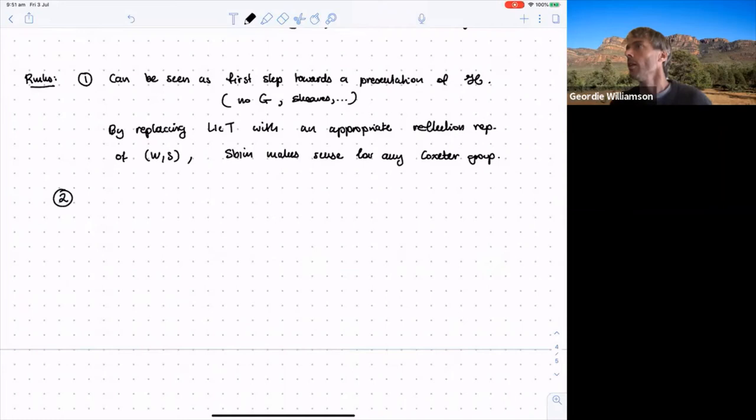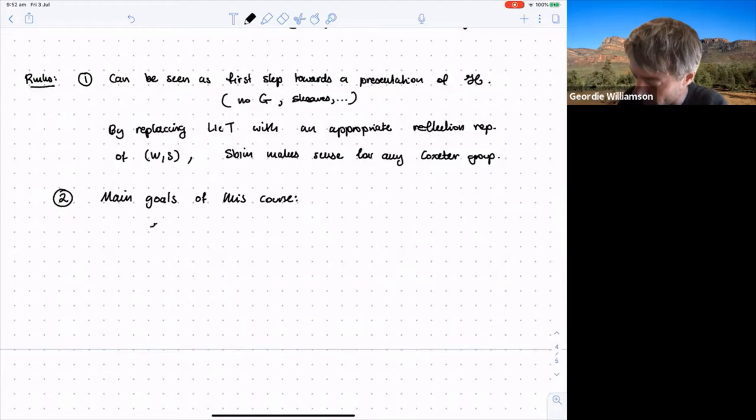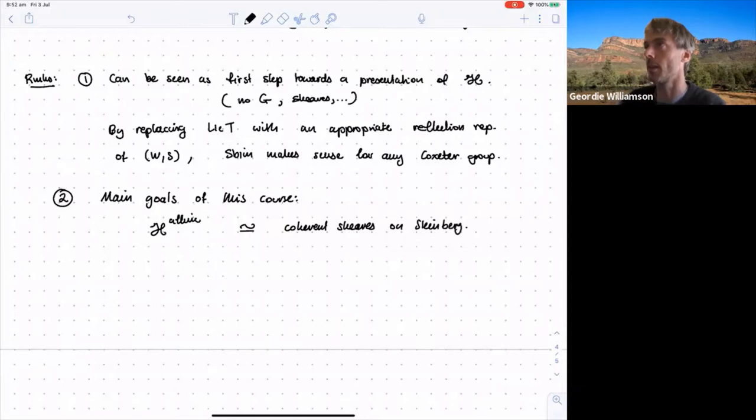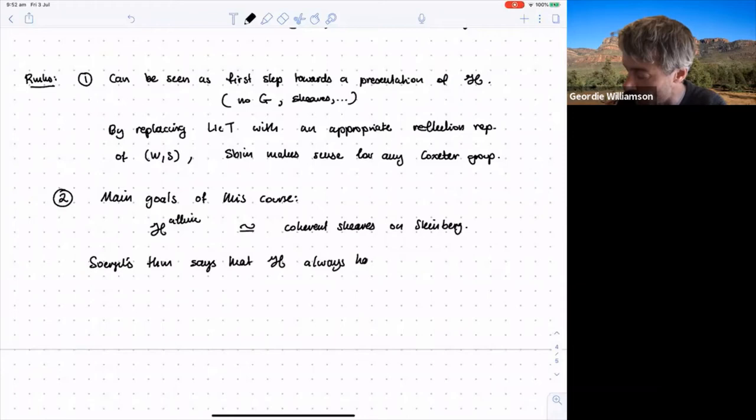So there's this whole world of combinatorial Hodge theory. One of the main goals of this course, which unfortunately has not been fulfilled, but I've done my best, is this: the affine Hecke category should be equivalent to some kind of coherent sheaves. And Soergel's theorem says that H always has a coherent description.